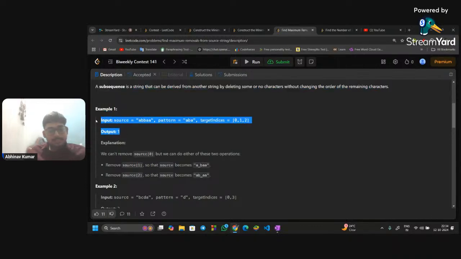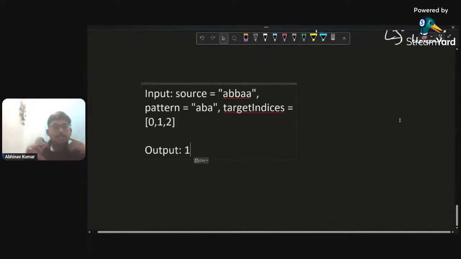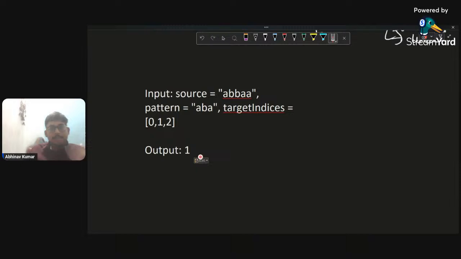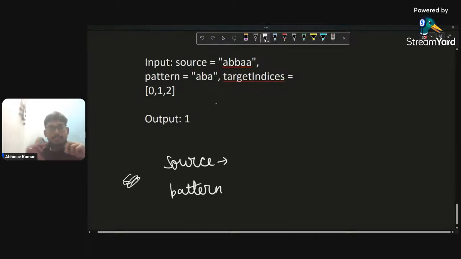Let's take this test case and I'll tell you what the problem is trying to say. Basically, you are getting three things as input. First is a source, which is a string of size n. Then there is a pattern, which is also a string, of size less than or equal to n. And a target indices, which is an array of integers from 0 to n minus 1.